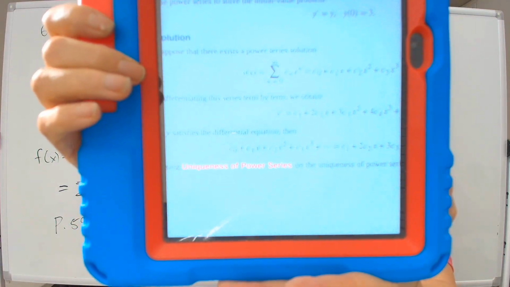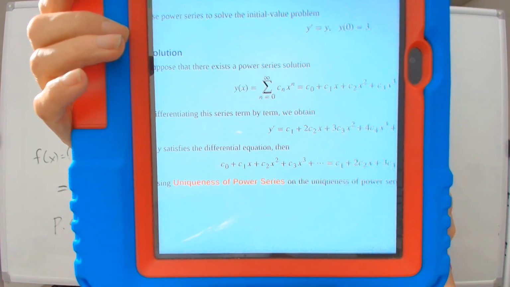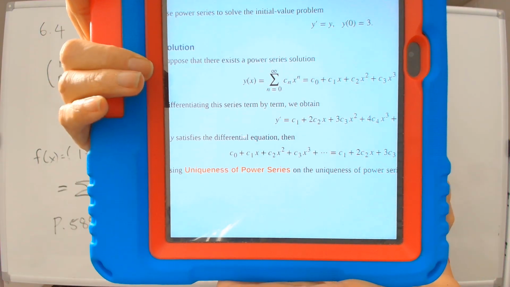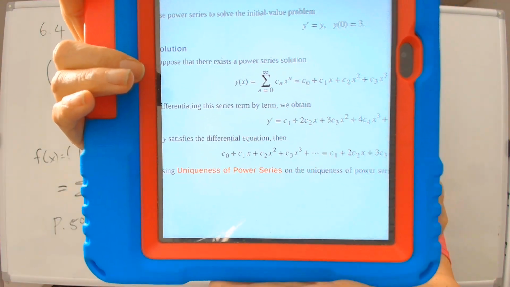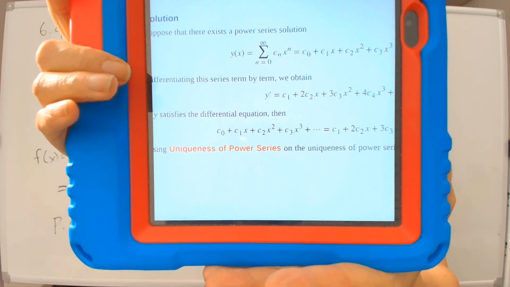So what you're going to do is write out the power series of this generic function. We don't know what it is, but we need to solve it. We know this condition: the derivative of y equals y, and also the initial condition y(0) equals 3. Then we're going to write out the function in its generic form, and then we'll take the derivative of it from the generic form.